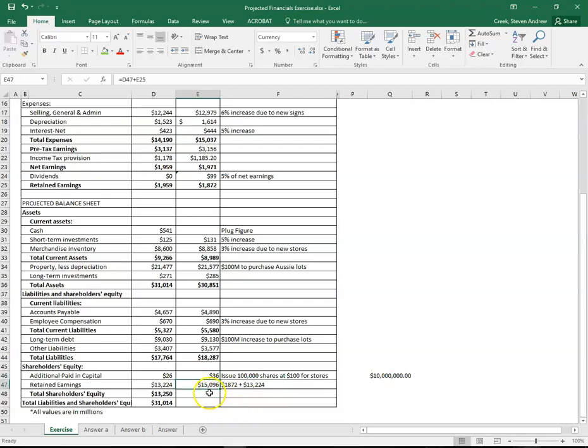We already have retained earnings. So now we can figure out shareholder equity. And then we can also figure out our total liabilities and stockholder equity.